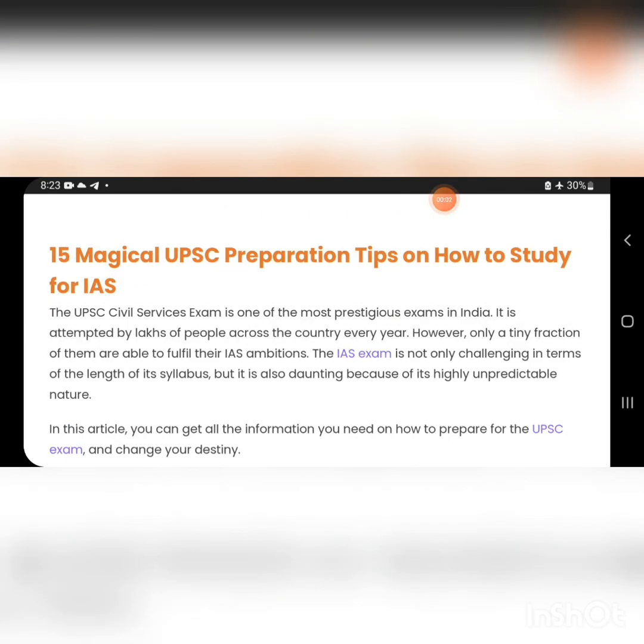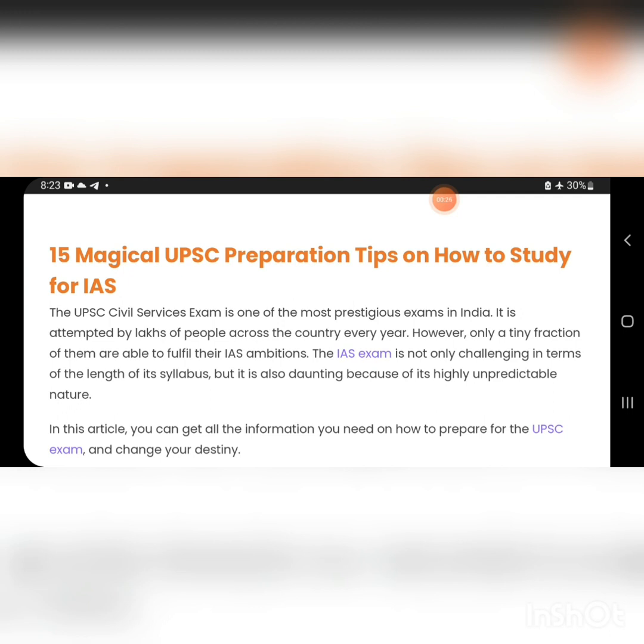Dear friends, continuing the main topic, that is the 15 magical UPSC preparation tips on how to study for IAS. The UPSC Civil Services exam is one of the most prestigious exams in India. It is attempted by lakhs of people across the country every year. However, only a teeny fraction of them are able to fulfill their IAS ambitions.